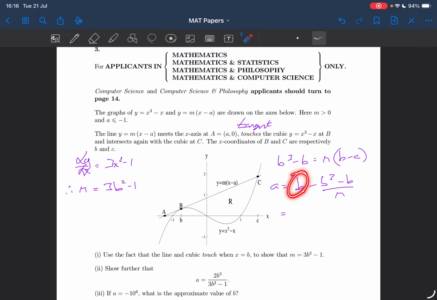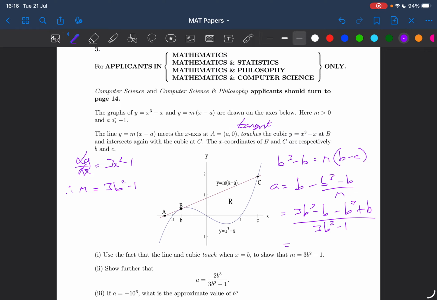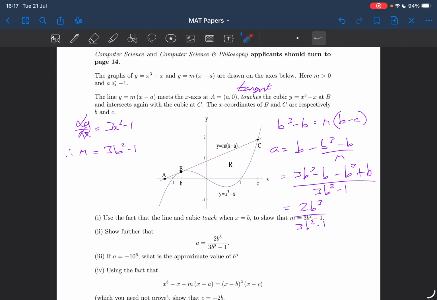Timesing this original b by this stuff, we get 3b cubed minus b, and then plus the other bits from before, so minus b cubed and plus a b. And that's all over the m of 3b squared minus 1. Then on that top row, lots of bits cancel out. We end up with just 2b cubed over the thing we had for m, the 3b squared minus 1. That all looks good. That's part 2 done.